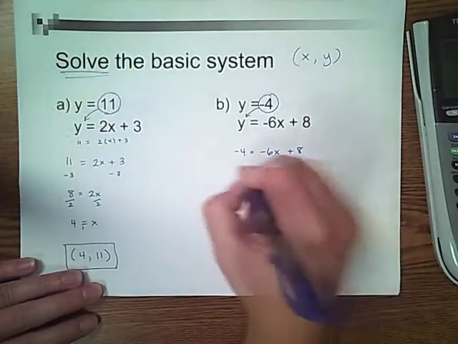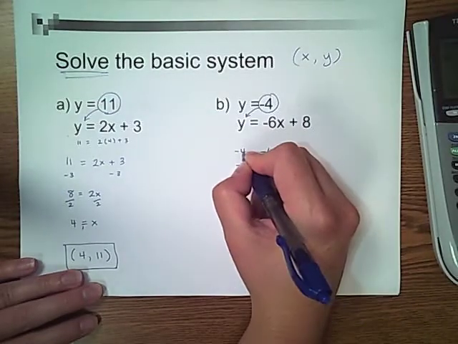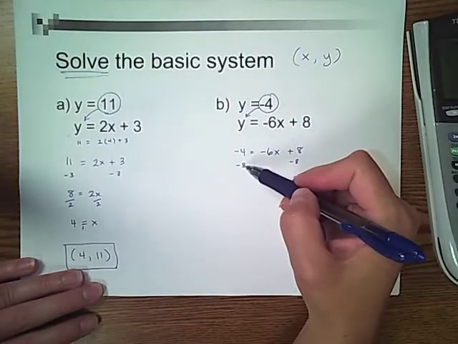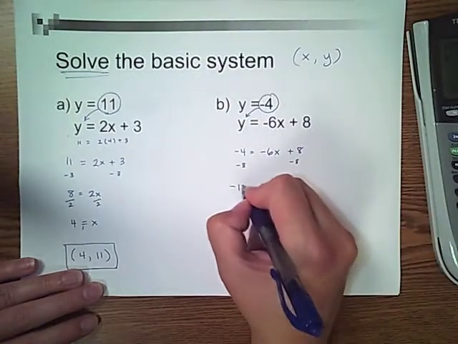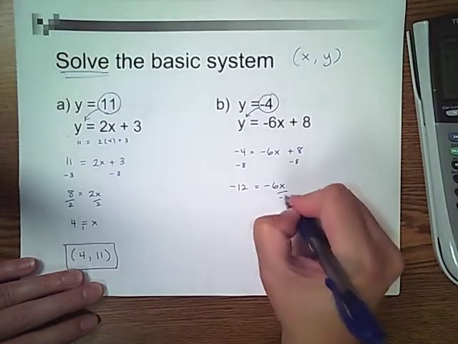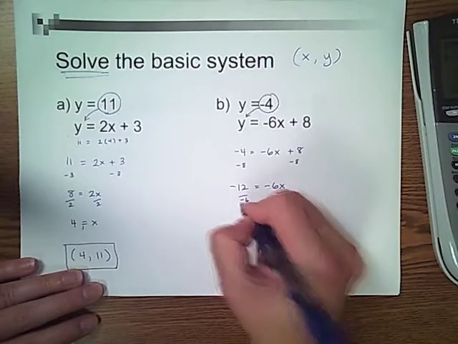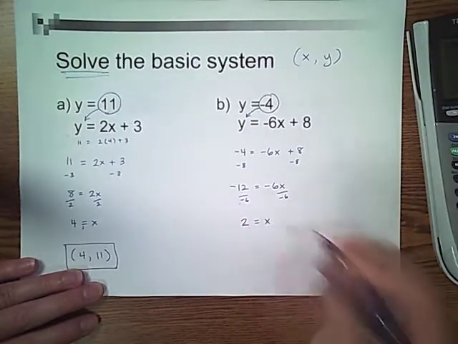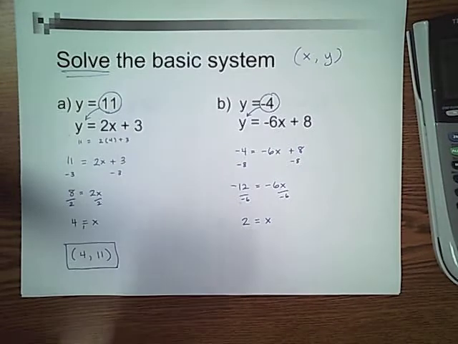I'm going to subtract 8 on each side. -4 minus 8, we always kind of mess up here. I owe you $4 and then I owe you 8 more is going to be -12 equals -6x. Divide both sides by -6. Negative divided by negative is going to be positive, and 12 divided by 6 is 2. So x is 2.